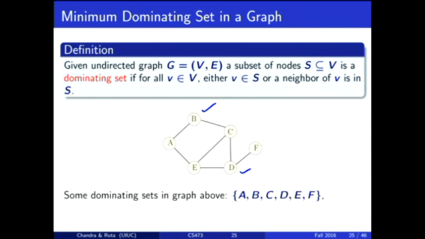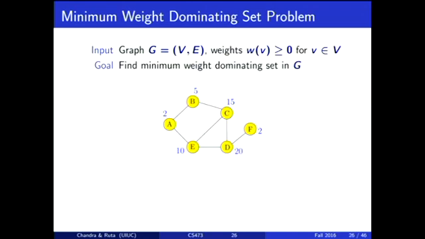How about ACF? ACF is a dominating set. For example, I can choose this, this, and this. There are many dominating sets. So what is the dominating set problem? I can have weights also, and I want to find the minimum weight or minimum size dominating set in a graph. It's again a classical problem, with many applications, very important.